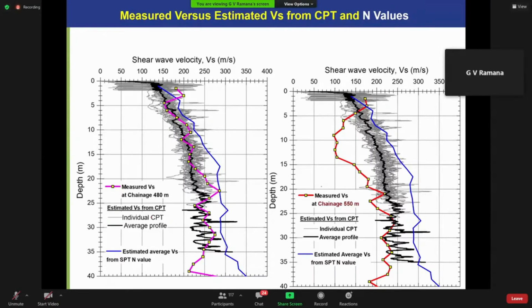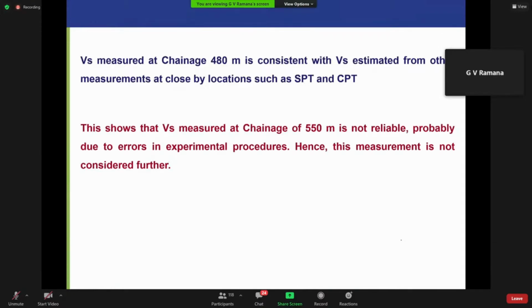Whereas at chainage 550, the measured value is significantly lower than the empirically estimated value band. So we decided to disregard the 550 data. They repeated the test, but the values were not coming right. Most likely it is a 93 meter deep well. So we disregarded the data, and it is not considered further in the design.